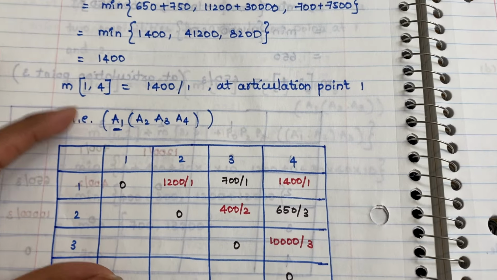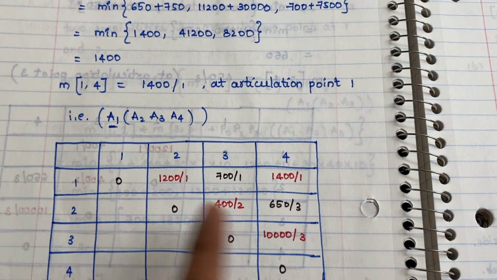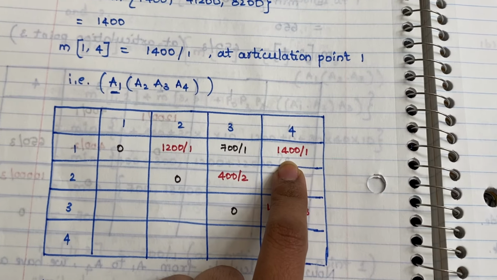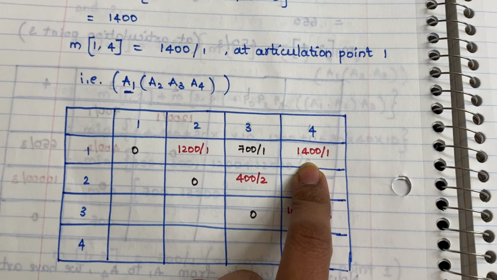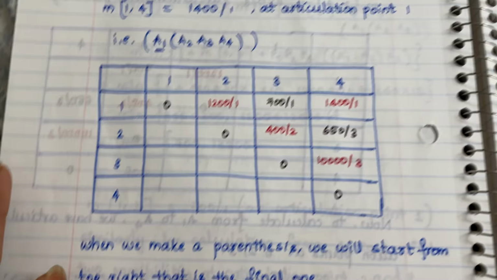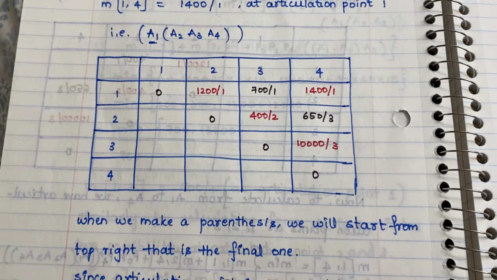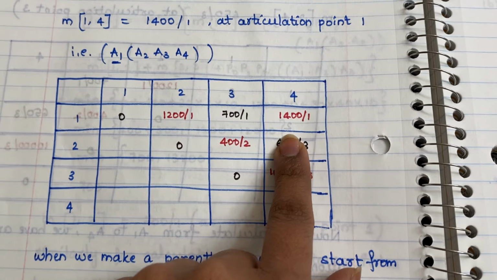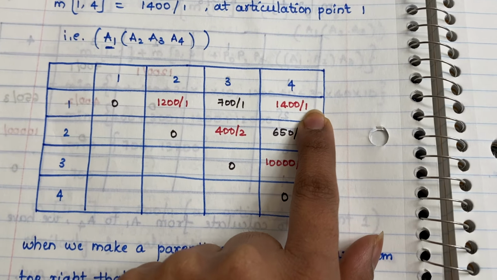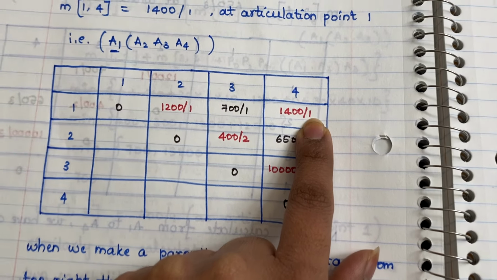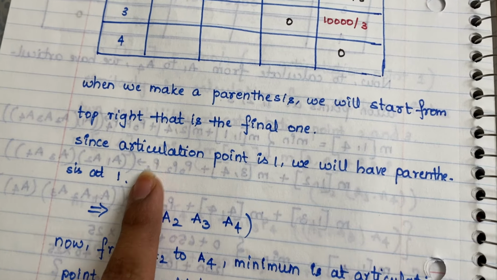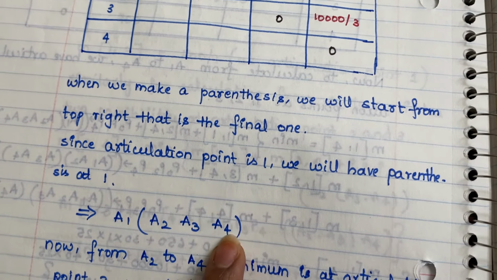So now, in order to get the product of 4 matrices, we had the least number of calculations given as 1400. Okay, we have got the count of the scalar multiplications required for getting the product of 4 matrices. Now in order to get the parentheses, first we will start from the top right corner. When we take this value 1400 by 1, it indicates that the parenthesis should be at 1, that means at a1. So here it will be a1, a2, a3, a4. That means the parenthesis will be from a2 to a4.